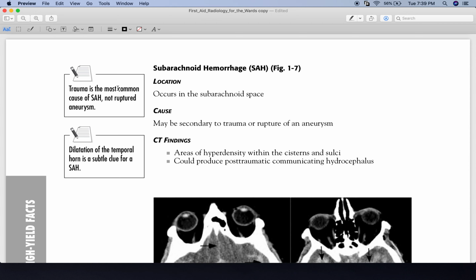On the CT findings, before we dive into the pictures, we are going to talk about it theoretically. Areas of hyperdensity within the cisterns and the sulci. This is the first thing. In the sulci and the cisterns, there will be areas of hyperdensity. The second thing is it could produce a post-traumatic communicating hydrocephalus. So not only blood, but hydrocephalus, accumulation of fluid as a result of that in the cranial cavity.